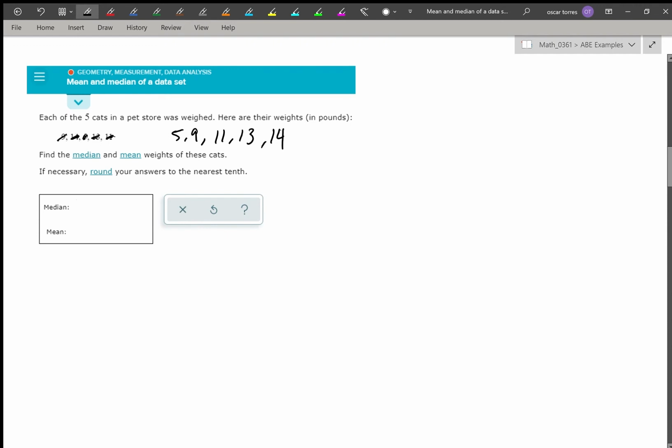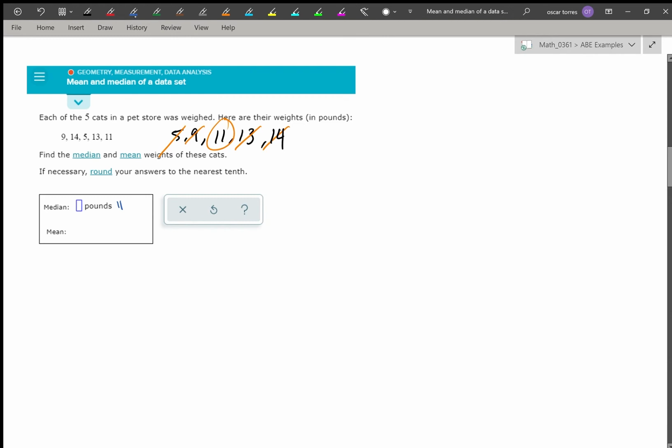And now I simply need to look for the number that's in the middle. So even though I can just point it out, I'm going to cross out a lower number, a higher number, a lower number, a higher number, and it'll leave me with an 11 in the middle. So our median is an 11. Now we need to find the mean.